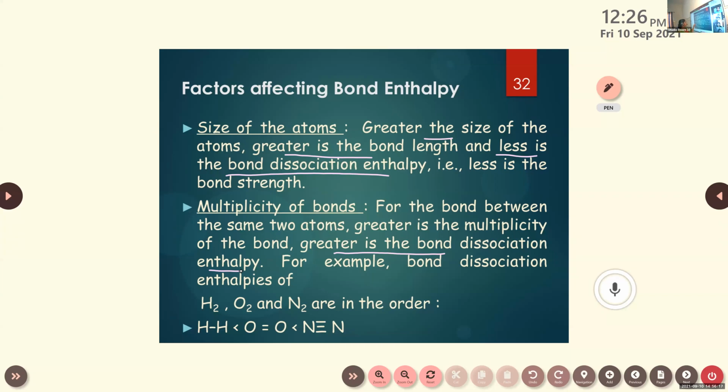So for the bond between the same two atoms, greater is the multiplicity of the bond, greater is the bond dissociation enthalpy. For example, the bond dissociation enthalpies of H2, O2 and N2 are in the order: the single bond between hydrogen atoms is less than the double bond between oxygen atoms, which is less than the triple bond between nitrogen atoms. So more energy is needed to break multiple bonds compared to a single bond.